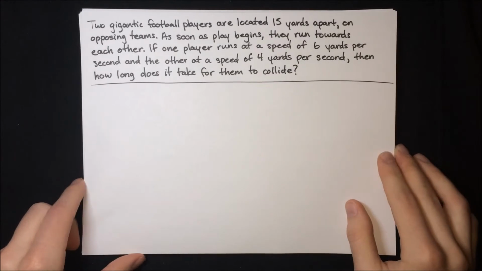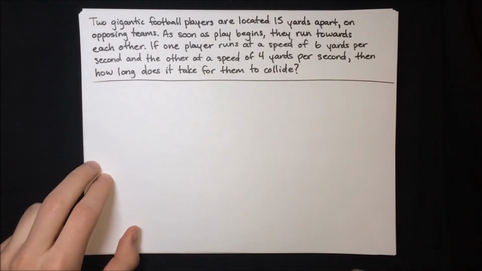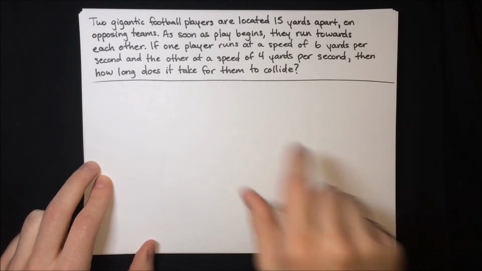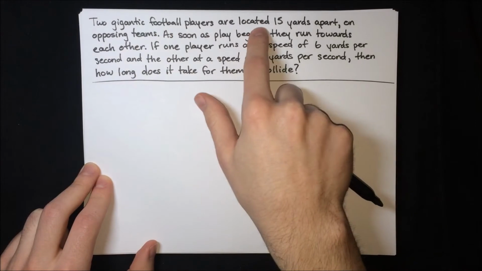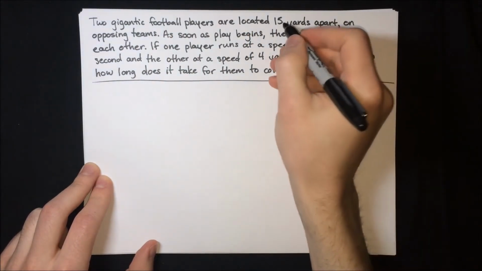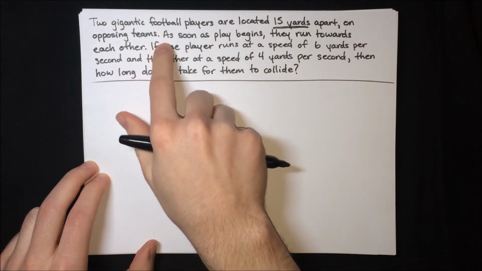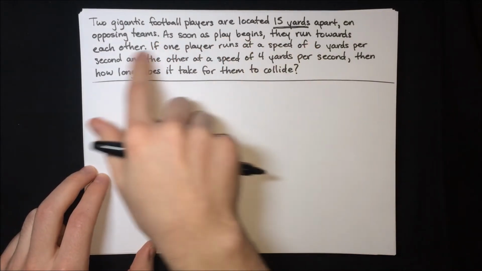Here's another example. Let's read this problem statement and pick out the distance and the time. Two gigantic football players are located 15 yards apart. There's a distance on opposing teams. As soon as play begins, they run towards each other.